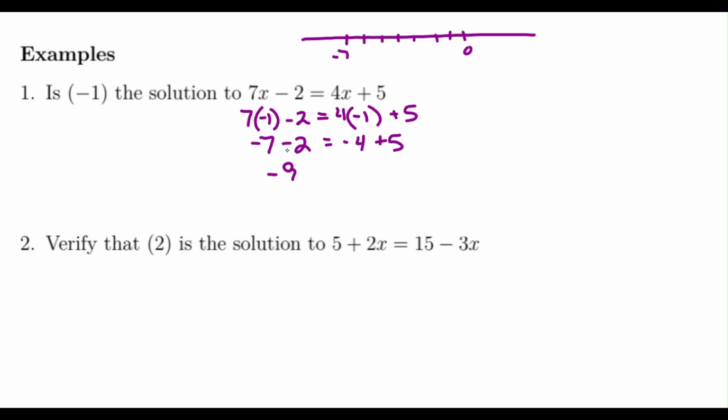When we say minus 2, this means go to the left by 2. So you would go 1, 2 more to the left, and that's where we end up at negative 9 there. On the right-hand side, I have negative 4 plus 5.